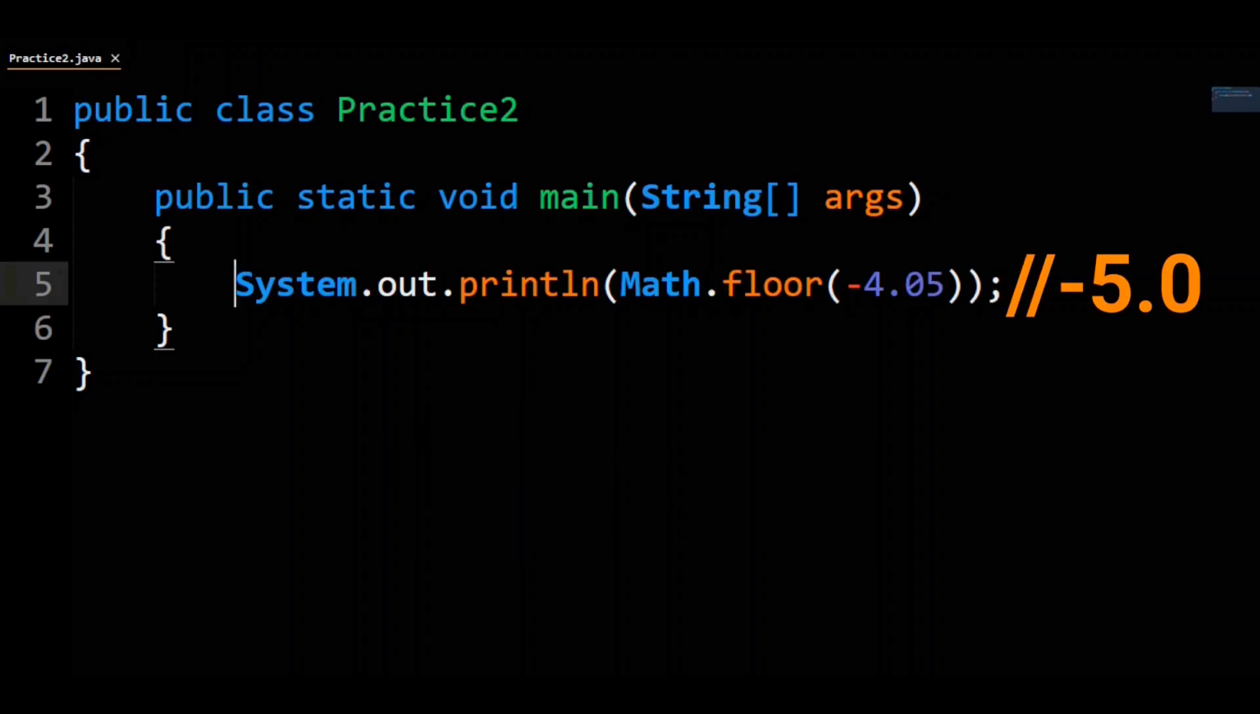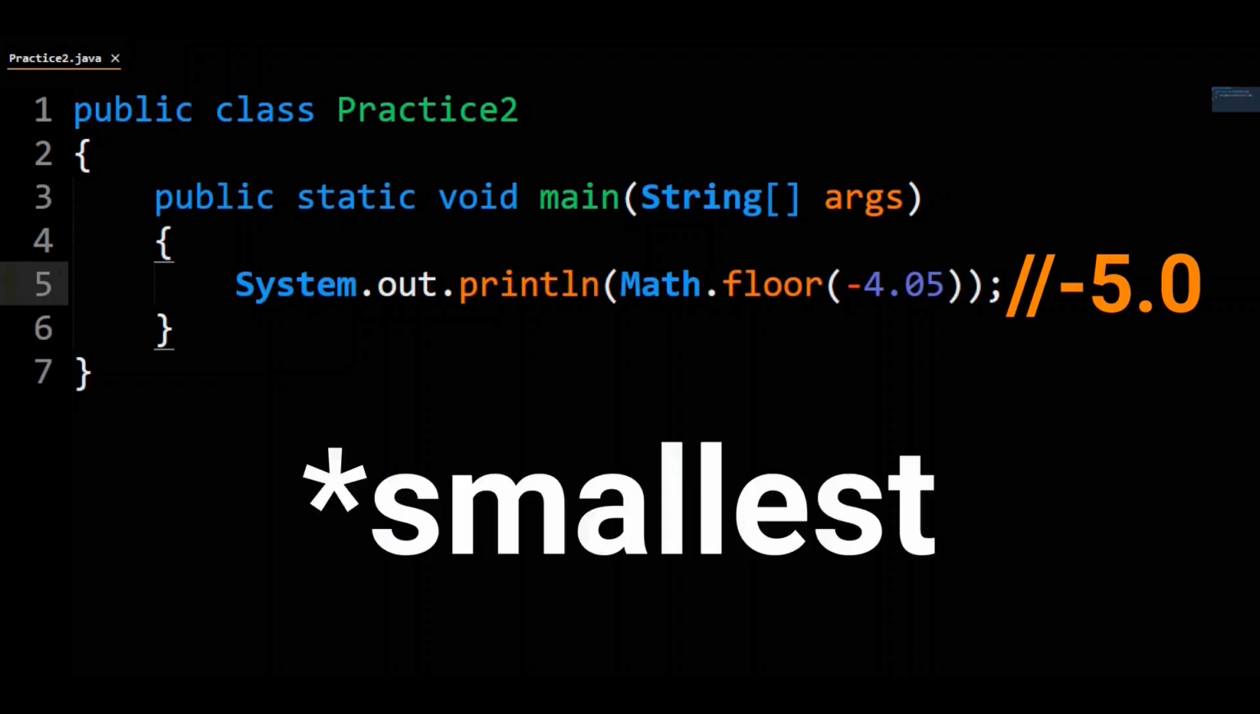Floor of negative 4 and 5/100ths rounds to negative 5. It seems backwards when you're not thinking, but negative 5 is the next smallest integer.